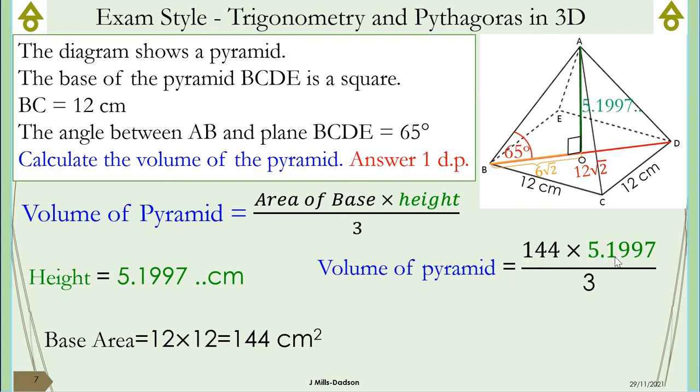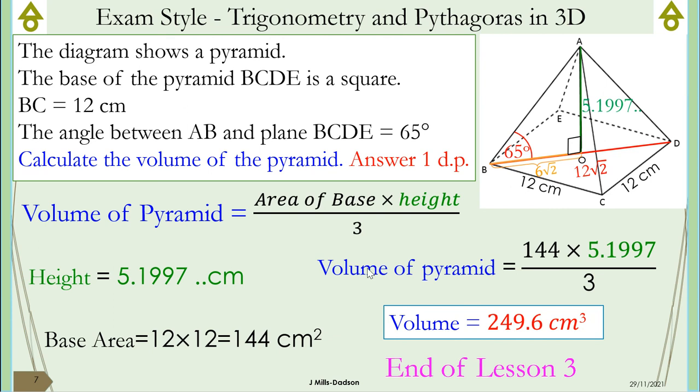So 144 times 5.1977 all over 3. And that gives us 249.6 centimeter cube.